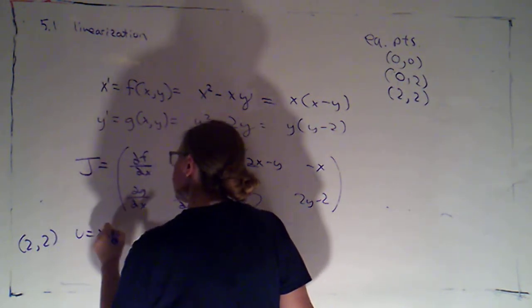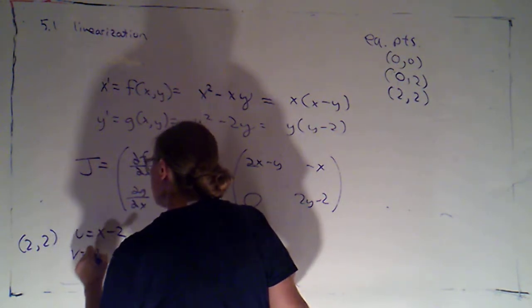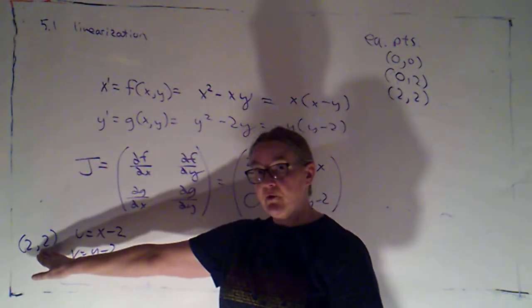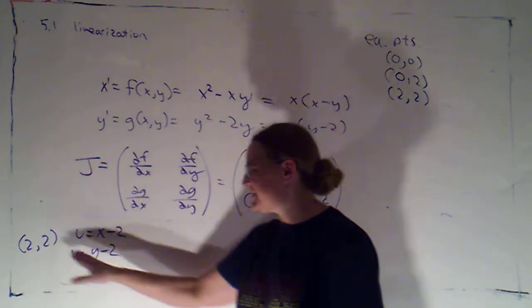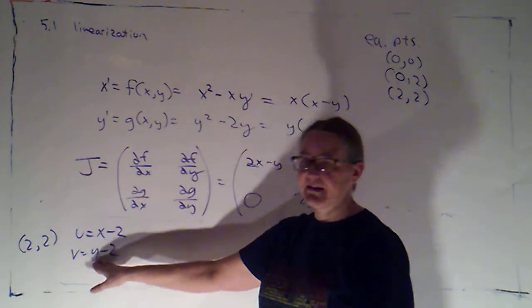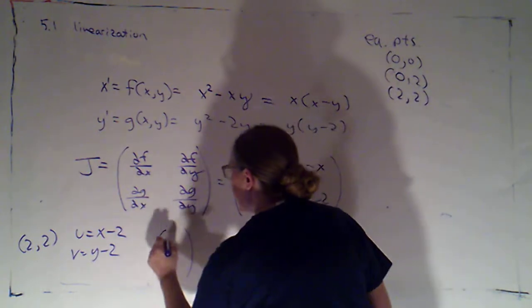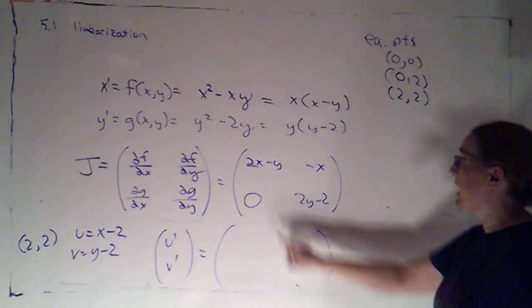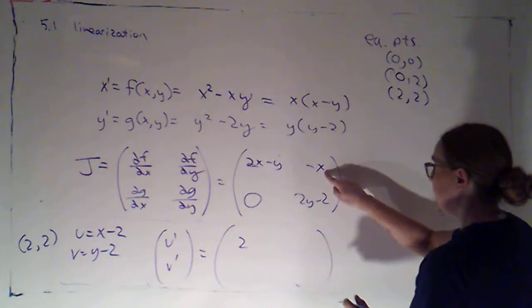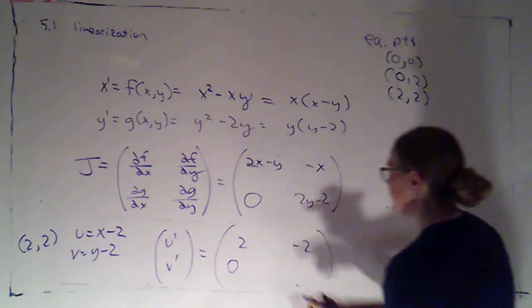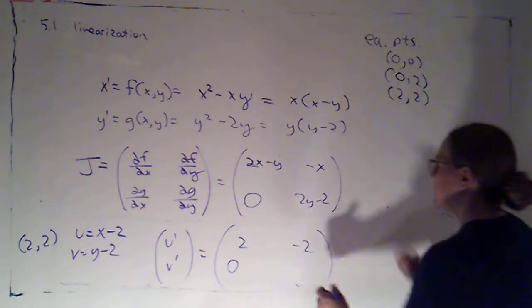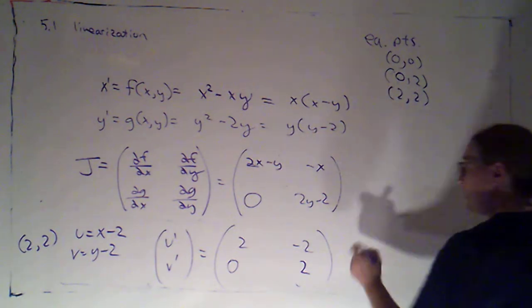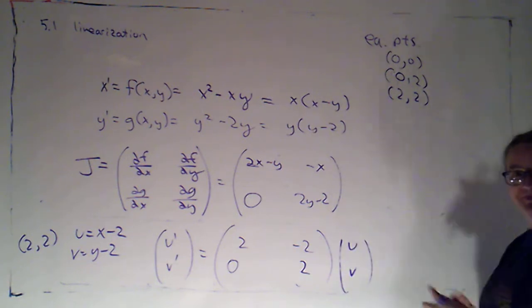So now u is x minus 2, and v is y minus 2. Again, we're always just translating it so that the equilibrium point, which is at 2, 2 in the xy system, will be at 0, 0 in the linearized system. And then we'll get u prime, v prime equals. Now I'm plugging in 2 for x and for y. So I'm going to get 4 minus 2 is 2, negative 2, 0, 4 minus 2 is 2, times u, v. I've got to complete the equation.